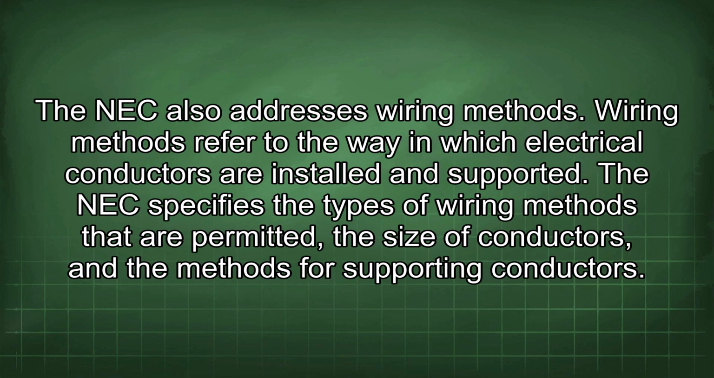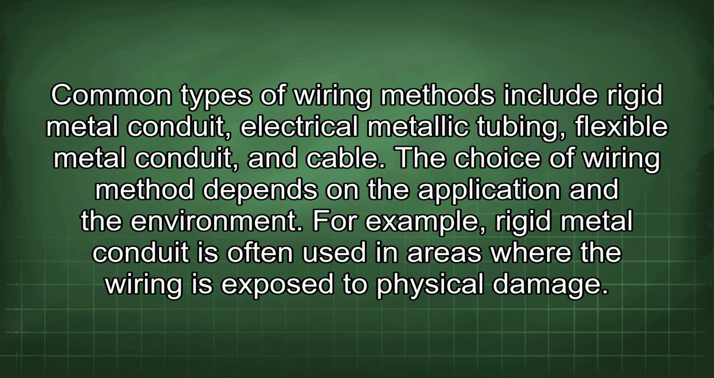The NEC also addresses wiring methods. Wiring methods refer to the way in which electrical conductors are installed and supported. The NEC specifies the types of wiring methods that are permitted, the size of conductors, and the methods for supporting conductors. Common types of wiring methods include rigid metal conduit, electrical metallic tubing, flexible metal conduit, and cable. The choice of wiring method depends on the application and the environment.